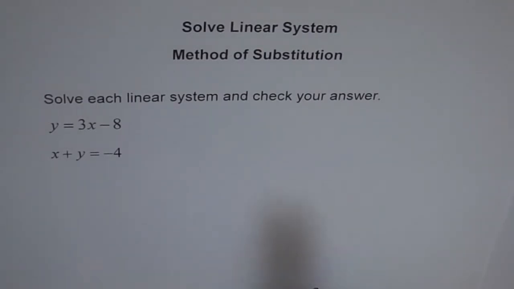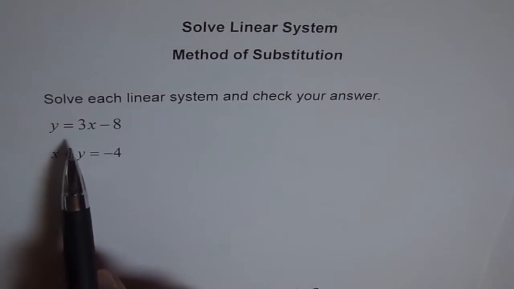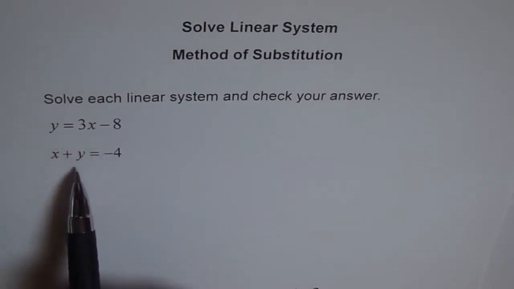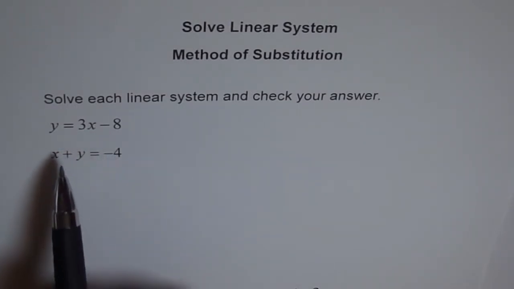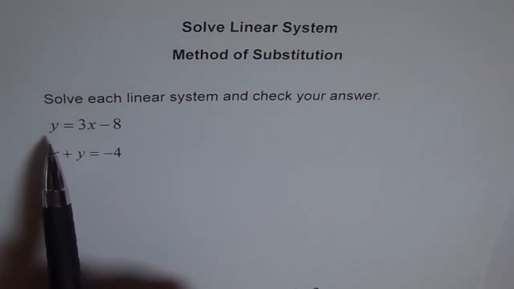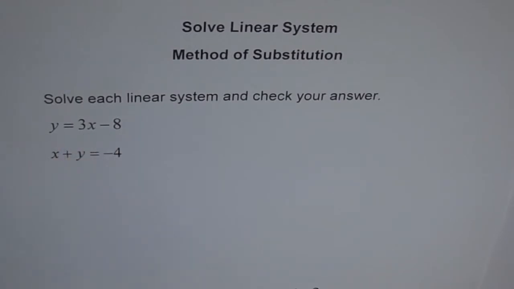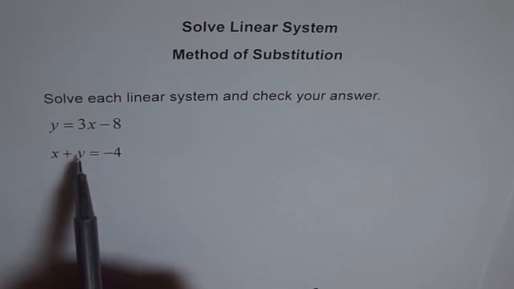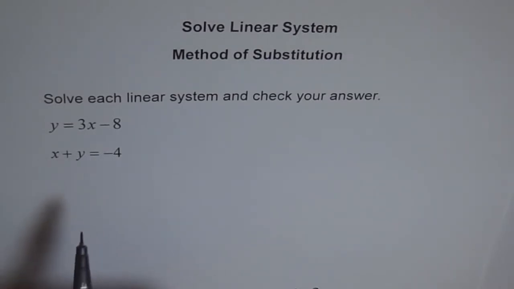Now, let's get back to the problem. y equals 3x minus 8 and x plus y equals minus 4. Fortunately for us, the variable has already been isolated: y equals something. So now, when we know y equals something, we can substitute this into the second equation. In that case, the second equation will have only one variable, not two. And if we have an equation with one variable, it is simple to solve. So that's the strategy behind it.